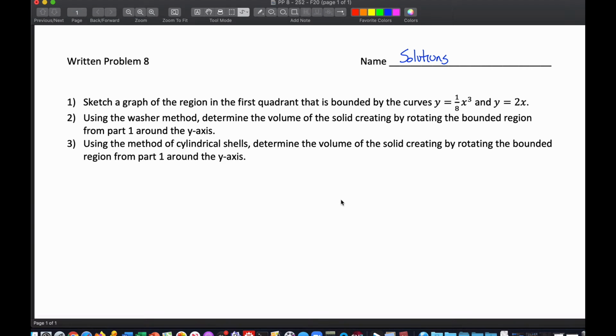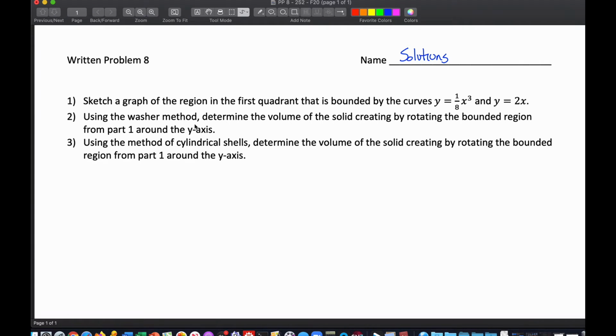All right, here's solutions for written problem 8 for Math 252. What we're supposed to do in the first problem is sketch a graph of the region in the first quadrant that's bounded by these two curves. I don't know why I didn't just provide you with those graphs, but I guess I didn't.